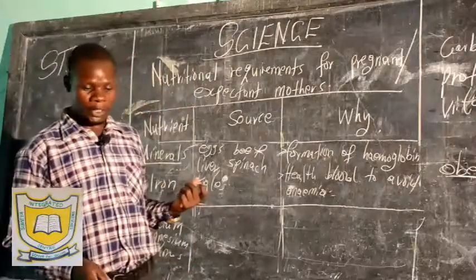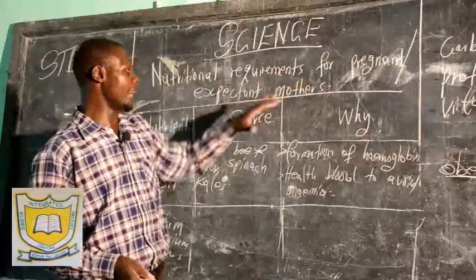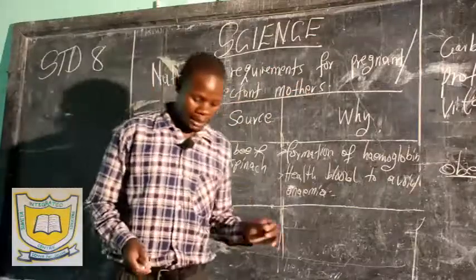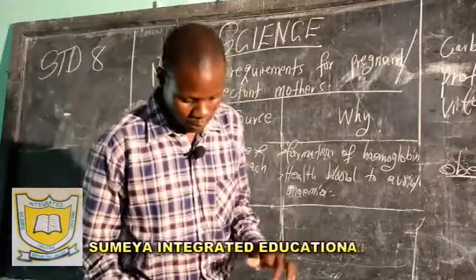When you lack iron in your body, you'll find that the mother and the baby are suffering from anemia, lack of enough blood in the body because of iron.